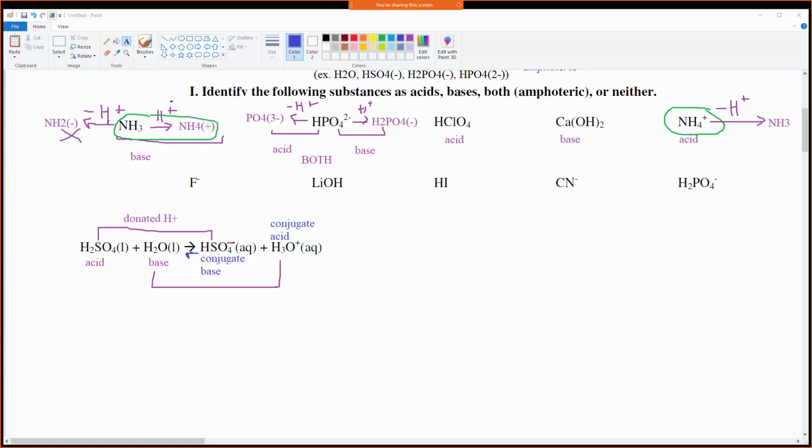Okay, let's try another one, a little bit more complicated. In this case, you have 2 amphoteric species on the left-hand side. Either one of them could act as acids or bases. In this reaction, it's shown doing this one thing. So in this reaction, which of these is acting as the acid? The water or the hydrogen sulfate?